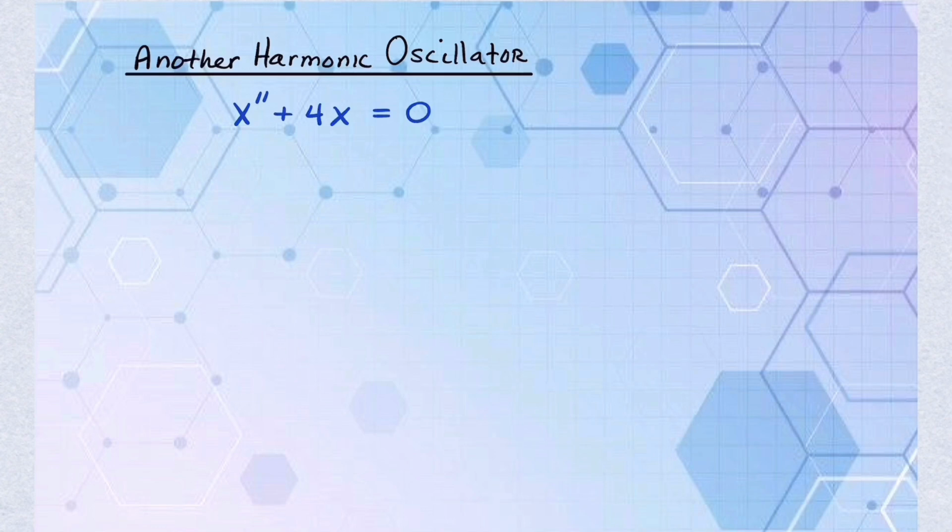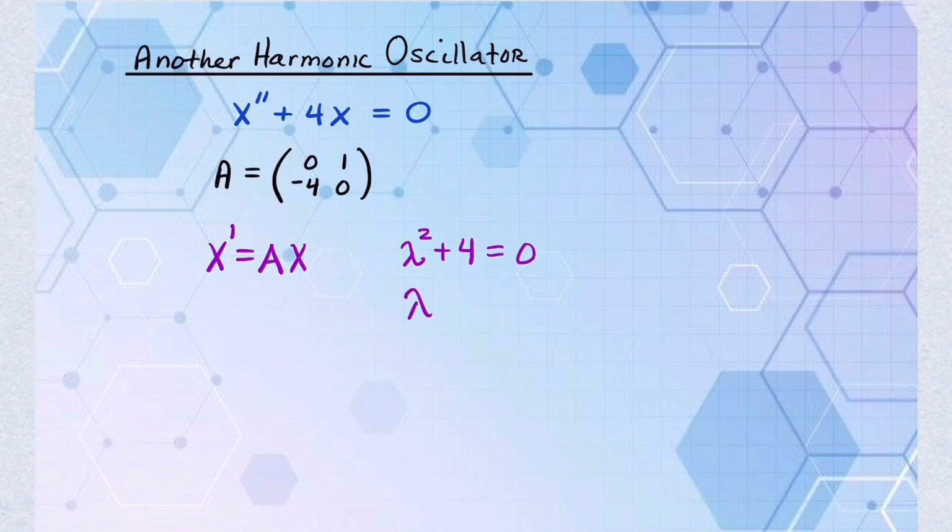Let's consider another harmonic oscillator. X double prime plus 4x equals 0. That gives us the matrix 0, 1, negative 4, 0. Lambda squared plus 4 equals 0 gives us lambda equals plus or minus 2i. So we have some complex eigenvalues here.